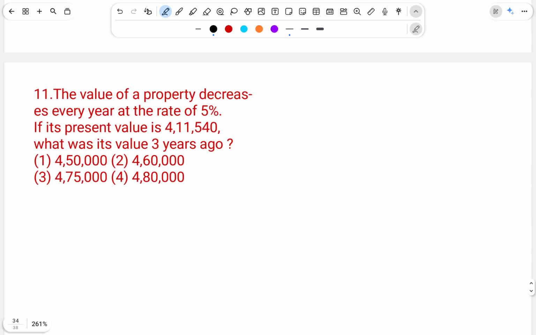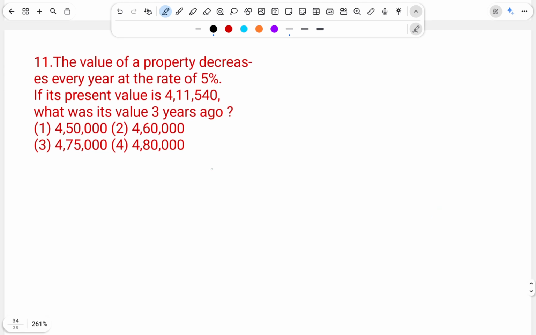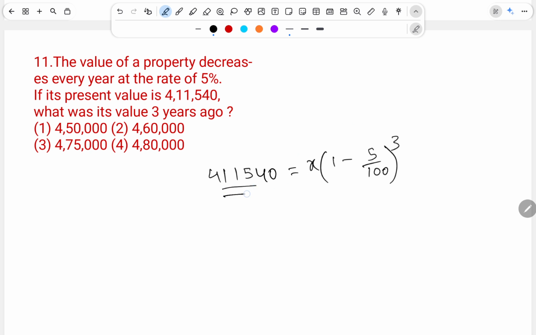The value of a property decreases every year at the rate of 5%. If its present value is 411,540, what was its value 3 years ago? 3 years ago. My property value is decreasing, so we don't know how much value it was initially. Let it be X. It is decreasing, so minus. Suppose if it is increasing, plus; decreasing by 5%, 5 by 100. How many years? 3 years ago.